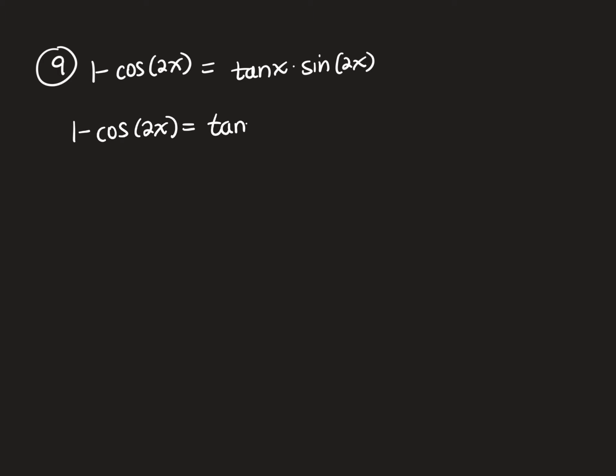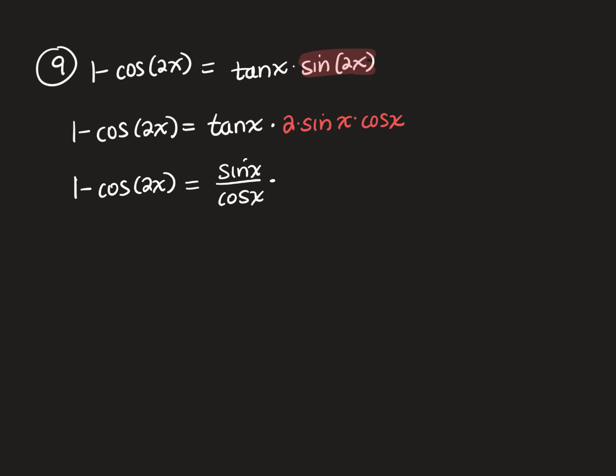Okay, so first thing I'm going to do is change sine of 2x into what it's equal to by using my double angle formula. So that's 2 times sine of x times cosine of x. Okay, now let's go ahead and change tangent, because again, I like everything to be in terms of sine and cosine. So I have 1 minus cosine of 2x equals, let's make that sine of x over cosine of x. And we've got 2 sine of x cosine of x all over 1. So what we're able to do here is take away one of the cosines. Now this is where it gets interesting.